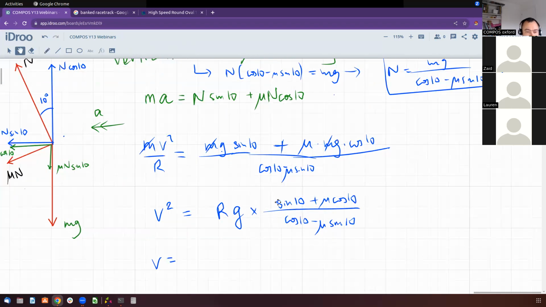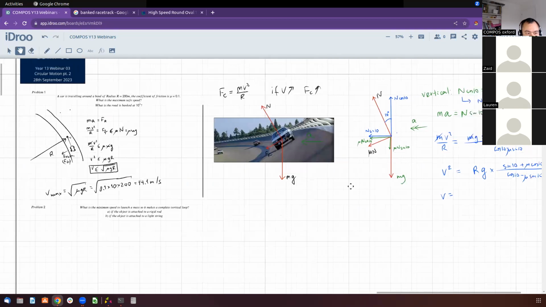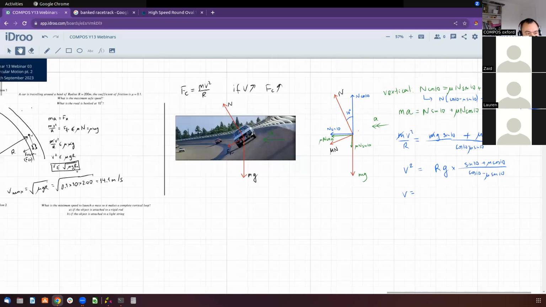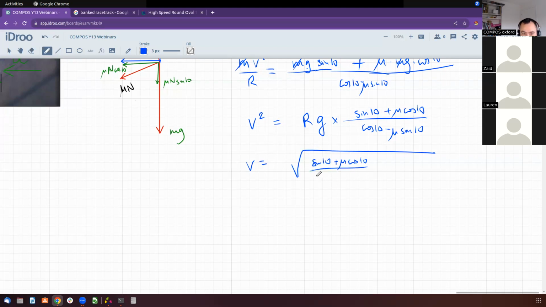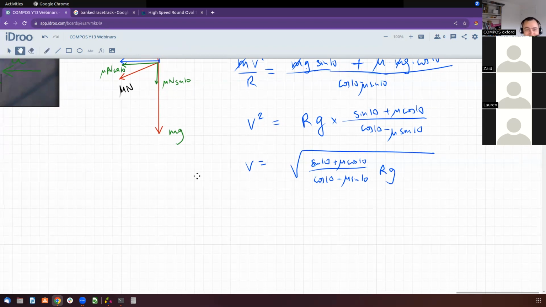And as you can see, it's a similar expression. We had mu gr, and here we have this. So V is the square root of sine 10 plus mu cos 10 divided by cos 10 minus mu sine 10, times rg. And the previous one, I just remind you, was the square root of mu gr. So similar, yeah? In a way, these are similar answers. You just need to calculate it.